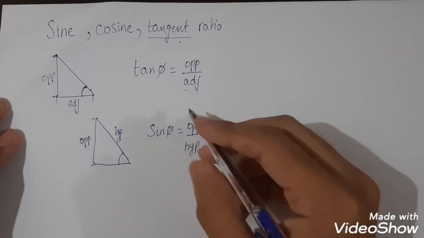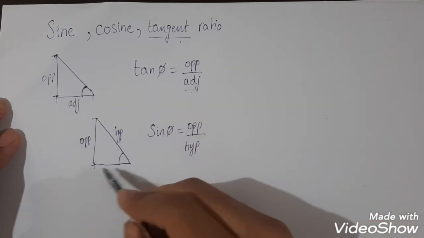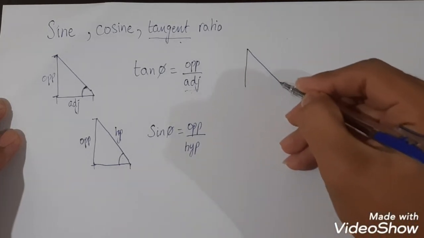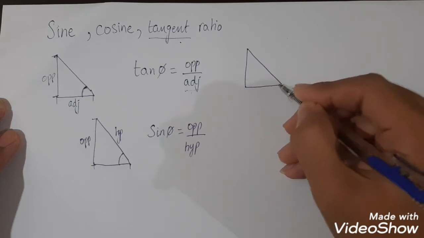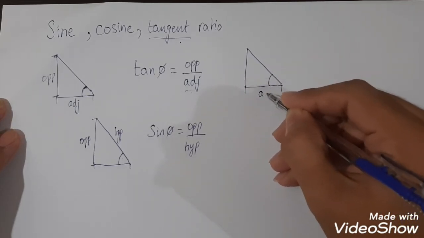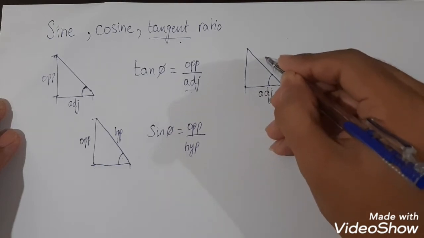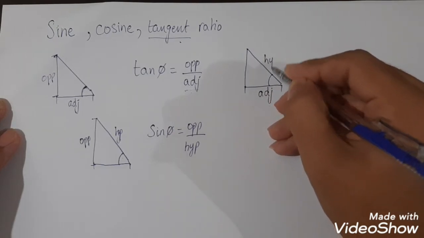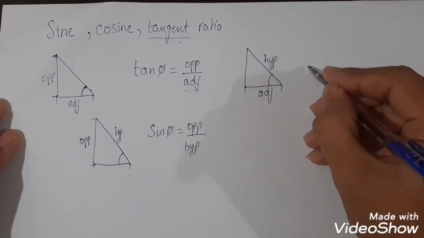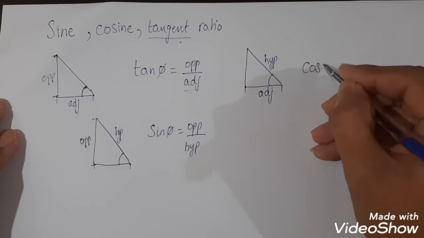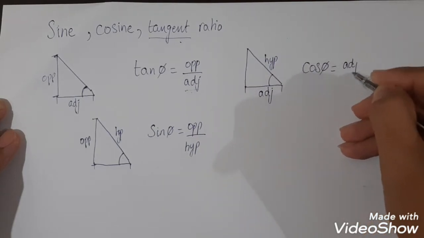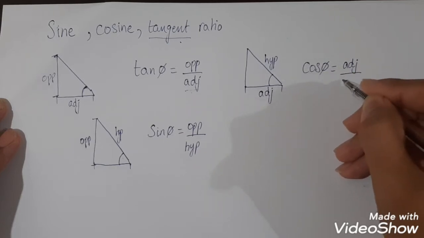In third scenario, in the next triangle, if we have the length of adjacent and you have to calculate this angle, we have the length of adjacent and we have the length of hypotenuse, then we will use cosine ratio. In this we will write cos theta is equal to adjacent divided by hypotenuse.